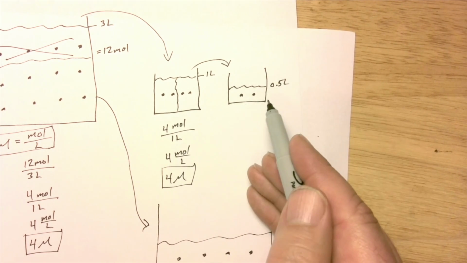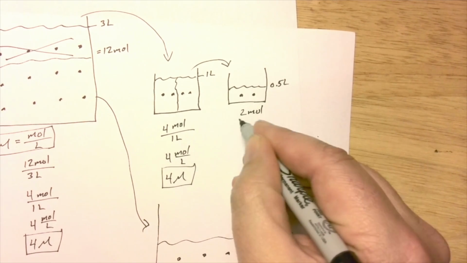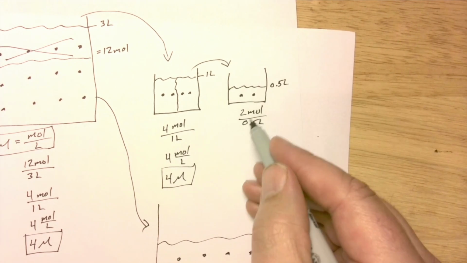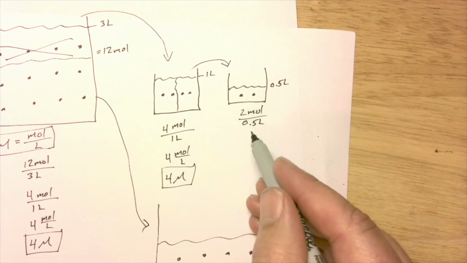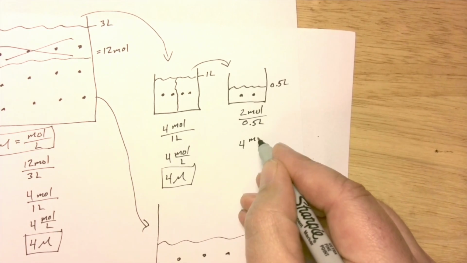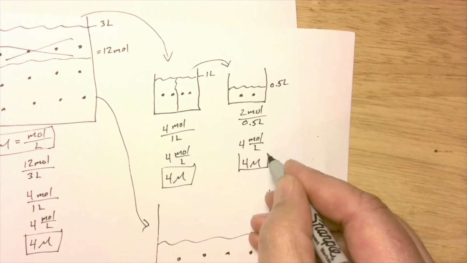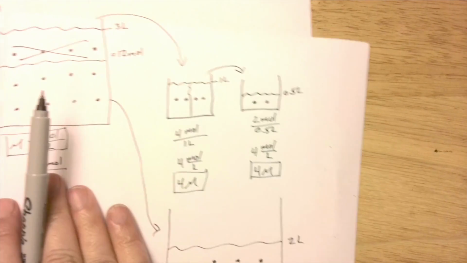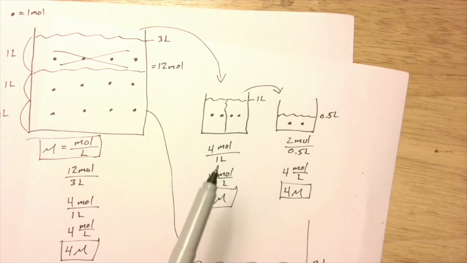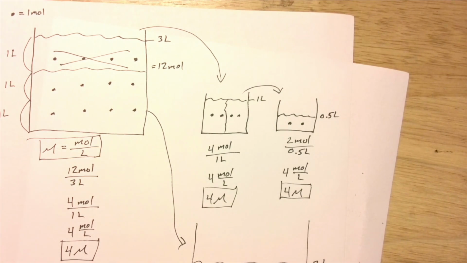So in doing so, I would have 2 moles in 0.5 liters. And again, if you look at the way this reduces down, 2 divided by 0.5 is 4. 4 moles per liter, or 4 molar. So when you pour a solution from one container into another container, if you don't do anything with it, all you're doing is just pouring into another container. The concentration remains the same all the way through.